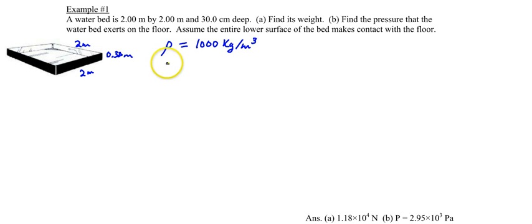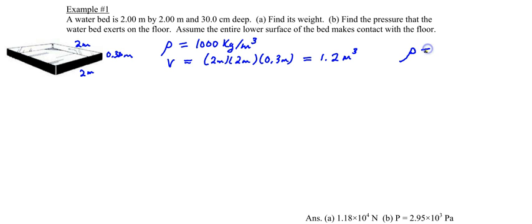Let's calculate the volume of the bed. The volume of the bed would be length times width times height. So that's 2 meters multiplied by 2 meters multiplied by 0.3 meters, which gives you a volume of 1.2 meters cubed of water. Now, density is mass over volume, so we can calculate the mass of the water in that bed.